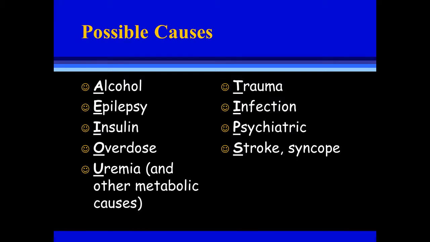Psychiatric, obviously, again, this is altered mental status, not necessarily just coma. So psych people are kind of altered all the time. And then stroke, syncope. I think there's another one in the book besides stroke and syncope. Seizures. Yeah.